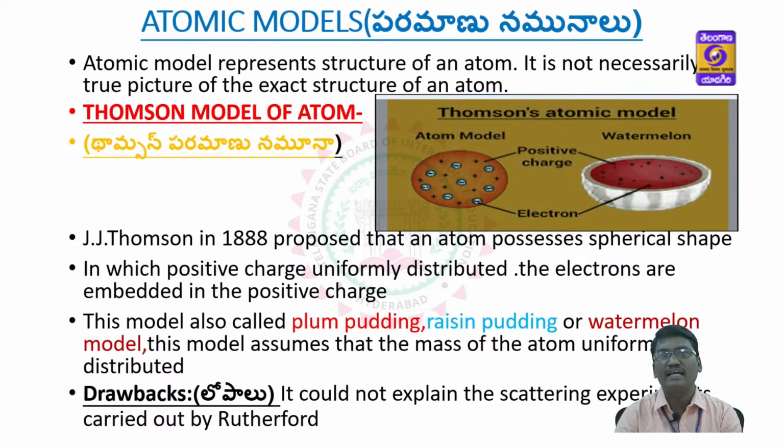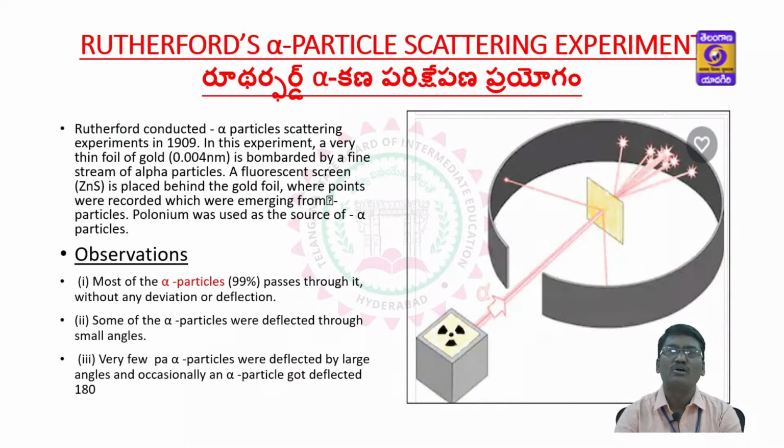The alpha ray scattering experiment was given by Rutherford, and this model was unable to explain it. So we will see Rutherford's alpha ray scattering experiment. It was carried out in the year 1909. In this experiment, a very thin foil of gold, the yellow colored thin foil you can see on the screen, is used. This foil is very thin.